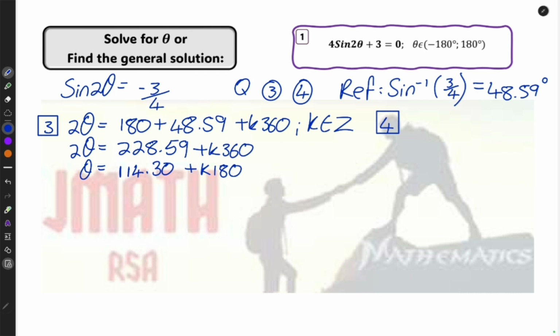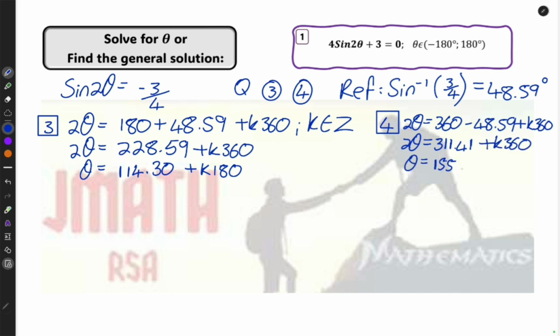And then for quadrant 4, I'm just going to say, okay, 2 theta is also equal to 360 minus the reference angle, plus k360. And then if I simplify that, I will just get 311.41 plus k360. And then I just halve it, and then I get theta is equal to 155.70 plus k180. Okay, so now normally I would be done if I get to this step, but they told me that theta is an element of minus 180 to 180. So when they give me that part, it means it's a specific solution.